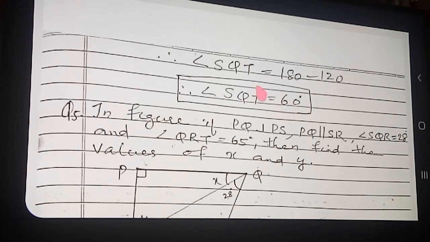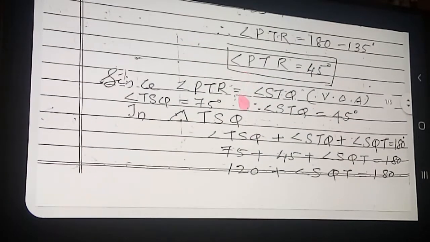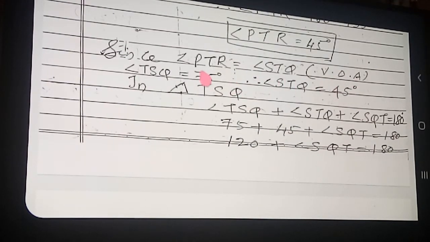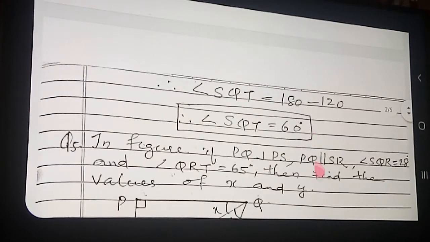Okay. Can see once more this step onwards. See once more. This point is clear now because they are vertically opposed angles. Okay. And then angle TSQ how much given already? 75 given. And PTR is 45 degree. Therefore, STQ also 45 degree. Now these two angles we will put in the places. So SQT how much getting? 180 minus 120. Therefore, you got the answer. How much got? 60 degree. Clear? Now move to the next question.